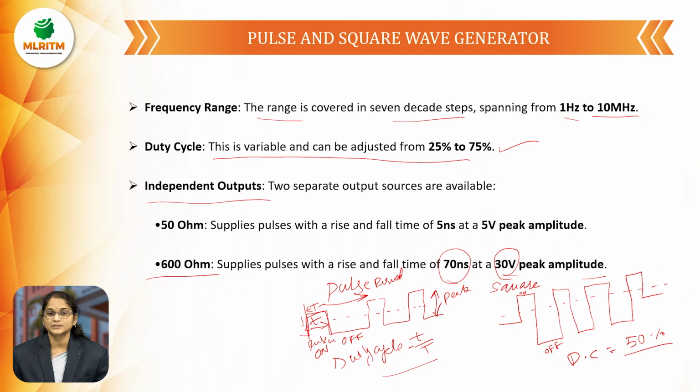So this is the difference between the pulse and square wave generator. The functioning and applications are the same for both. The main difference is that the square wave generator has a 50% duty cycle compared to the pulse generator. In the pulse generator, the on time and off time periods are different.